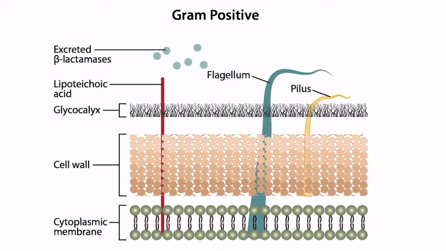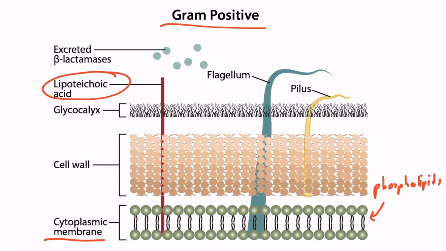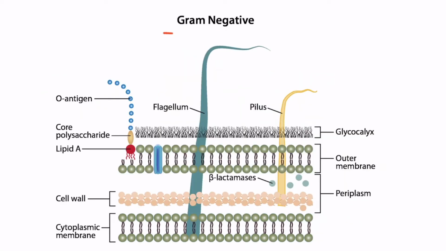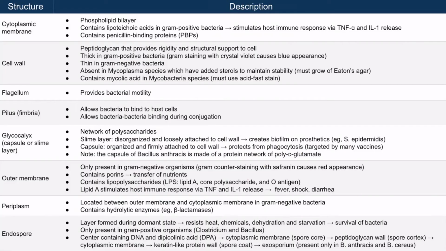Now here's a depiction of gram-positive bacteria. Notice we have the cytoplasmic membrane right here, and you can see that it's made of phospholipids. And also you can see the lipoteichoic acid right here, which originates in the cytoplasmic membrane. And this image depicts gram-negative bacteria, and it has that cytoplasmic membrane made of phospholipids as well. Now superficial to the cytoplasmic membrane is the cell wall.